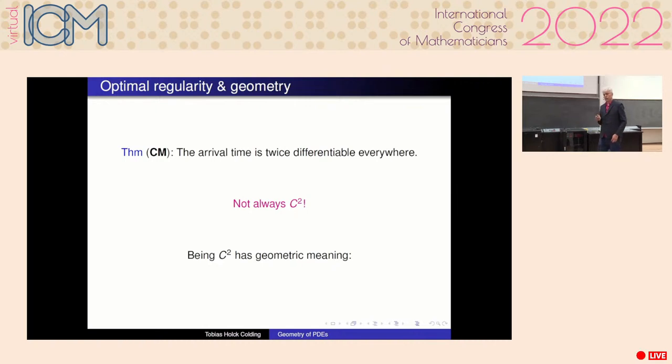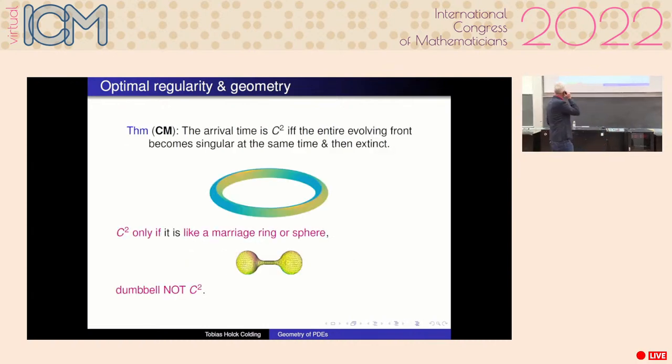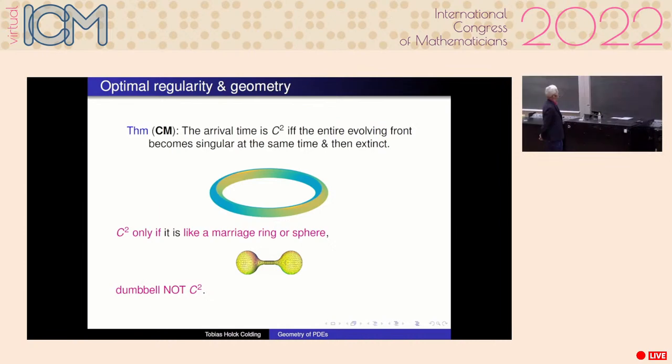And you can also show that being C2, which is of course just an analytical property, actually has geometric meaning. And so the geometric meaning of being C2 is that the arrival time function is C2 if and only if the entire evolving front becomes singular at the same time, and then goes extinct. So this is the precise geometric meaning of a function being C2 in this case.